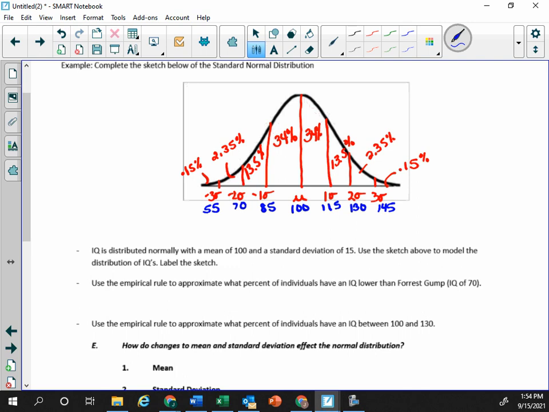All right, so then we can answer questions about this. Based solely on the empirical rule, approximate what % of individuals have an IQ lower than Forrest Gump? His IQ was 70. So what do you think? What % have an IQ below 70? Yeah, that's 2.5, good. You just look where 70 is and then total up the percentages below that. So that would be 2.5%.